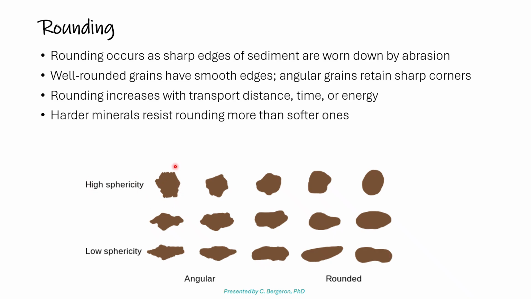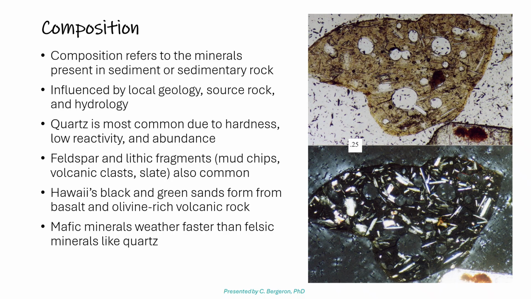And what you see here from the top down is sphericity, so basically the roundness of the grains. Composition is also used to describe sedimentary rocks. Of course, it describes the mineral composition and the mineral components of the sediments in the sedimentary rock. For sedimentary rocks, this composition is going to be influenced, of course, by the local geology, but also hydrology, so the presence of water and the impact that water has had.